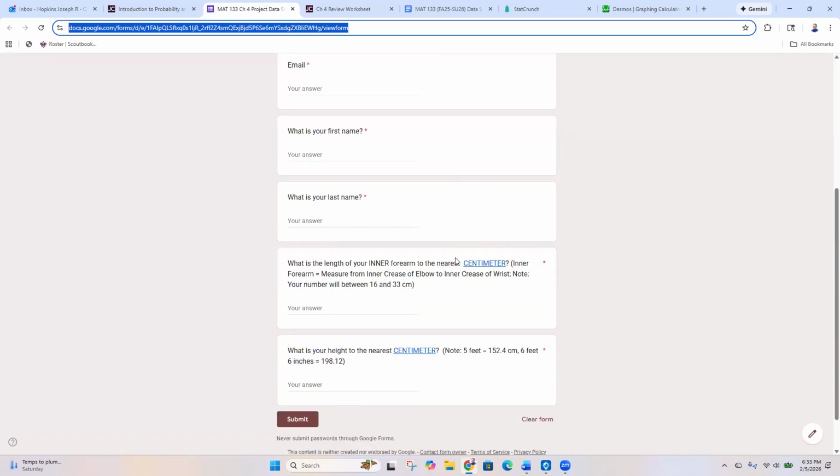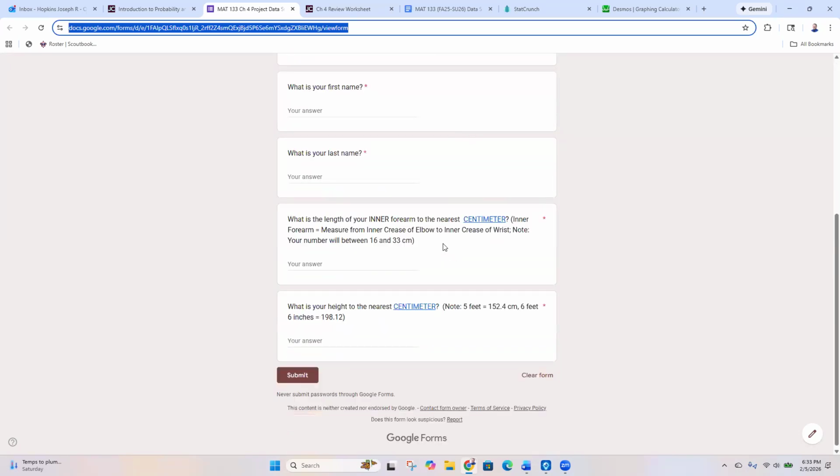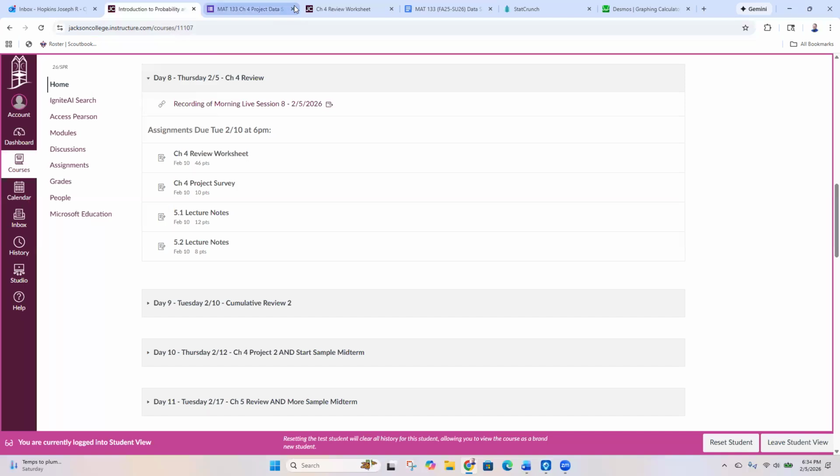Chapter 4 is all about linear regression, and that's when we have two quantitative columns of data. If we have two numbers for everyone, a number for your forearm length and a number for your height, we can see if those two numbers are related or not. You have time to fill that out. We're going to use those numbers next week.